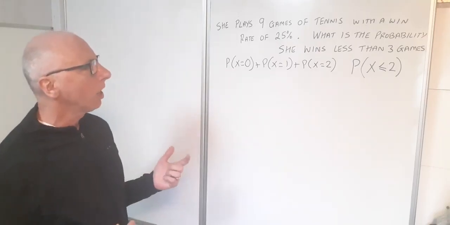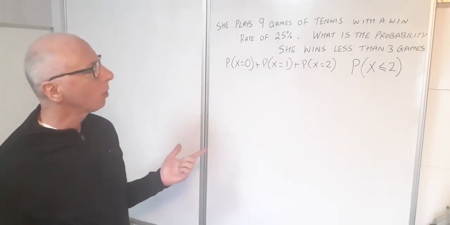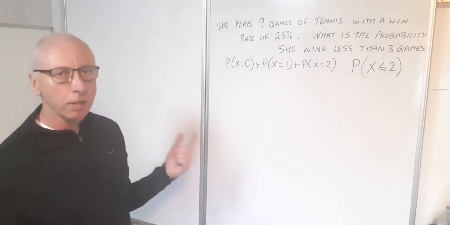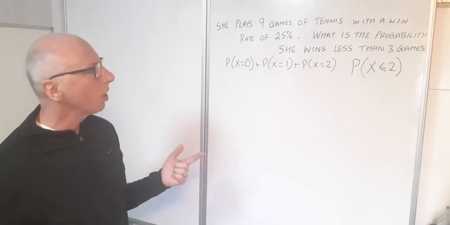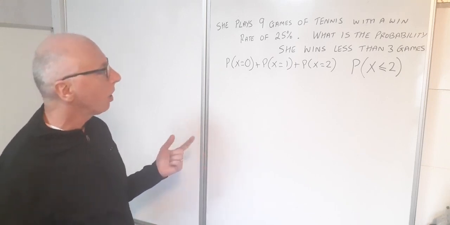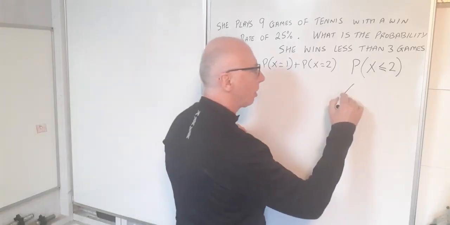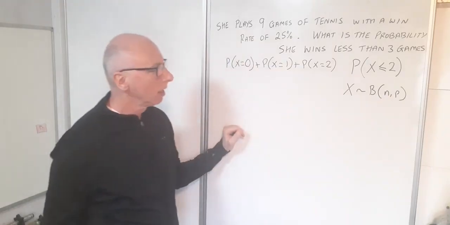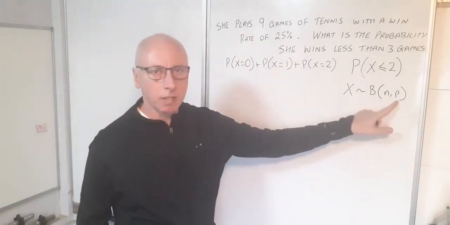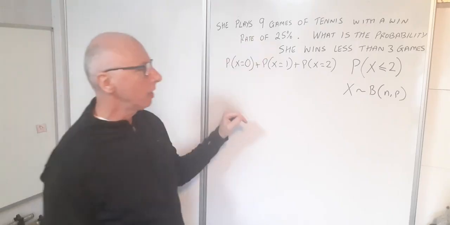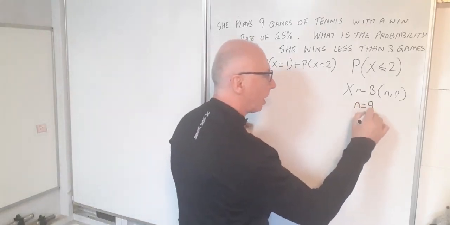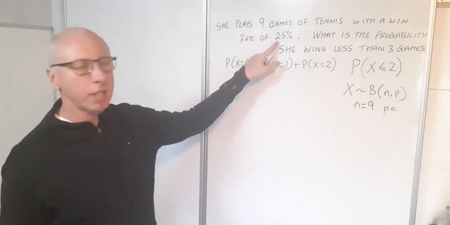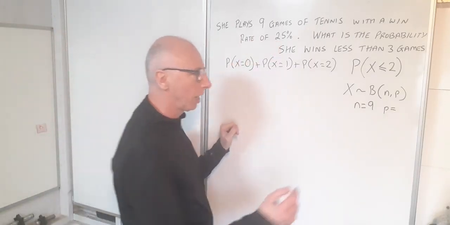Now here, she'll either win or she will lose. Let's assume there's no draws. Each game is independent. There is a number of trials in this case. So this is looking like a binomial distribution question. So with the binomial distribution, x is distributed B(n, p). So we need to work out what n is and p is. Well, in this case, n would be 9 because there's 9 games. And we need to work out the probability. Well, she wins 25% of her games, so let's call that a quarter.